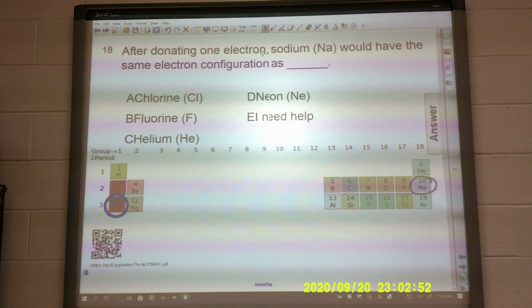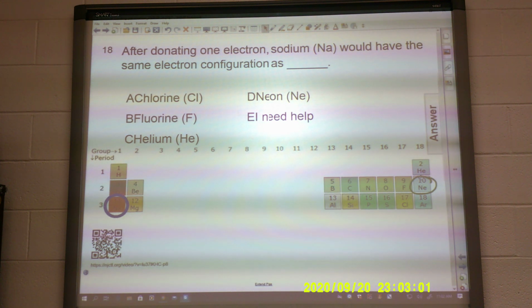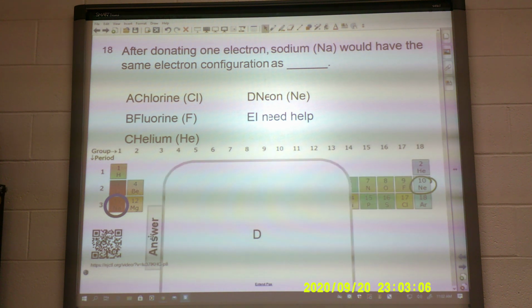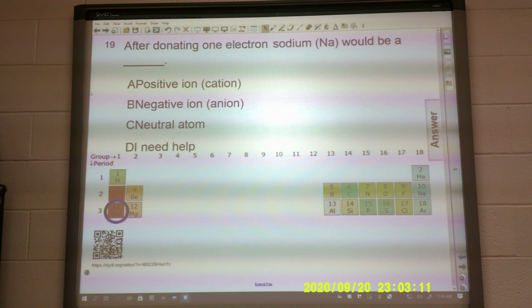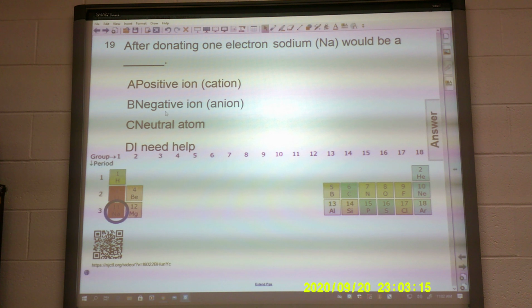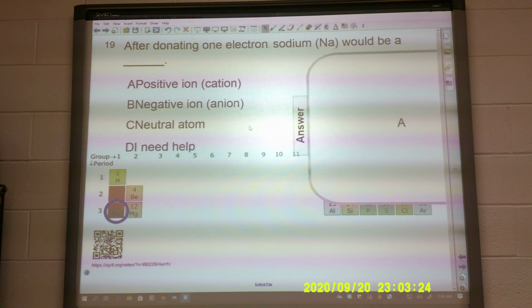After donating 1 electron, because remember it just got rid of 1, it bumps it back to 10, so sodium would have the same electron configuration as, I think it's already circled there for you, which is D, neon. After donating 1 electron, would sodium be positive, negative, or neutral? Let's look and see. It's going to be positive because it's going to now have more protons than it has electrons.